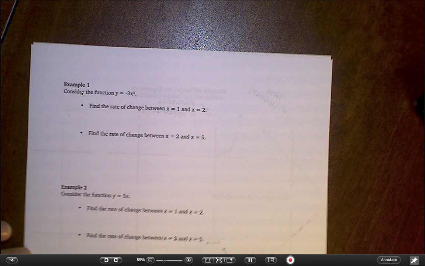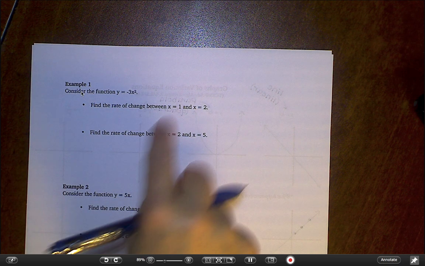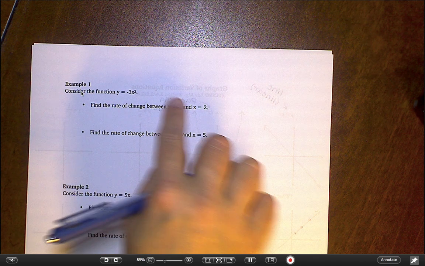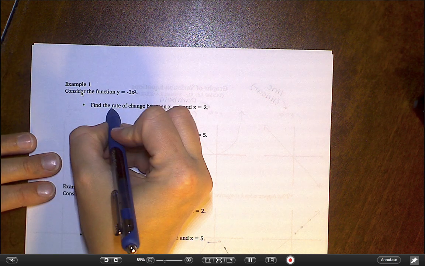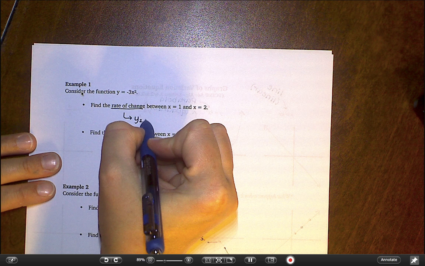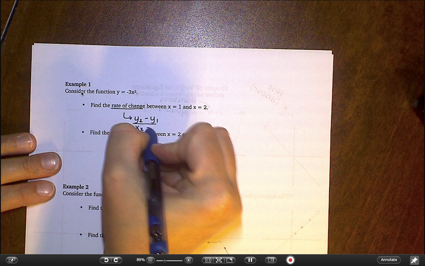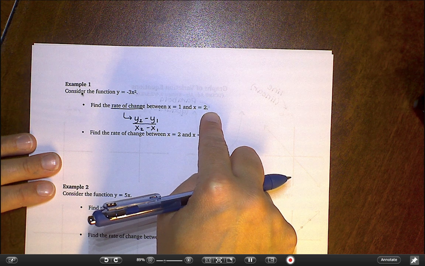of change. So we've got the function y equals negative 3x squared, and I want the rate of change between x equals 1 and x equals 2. This is that interval that that definition was talking about. Okay? Well, to find rate of change, as soon as I see rate of change, I'm thinking this: y2 minus y1 over x2 minus x1. Well, right now I only have x's to work with, right? I need some y values.